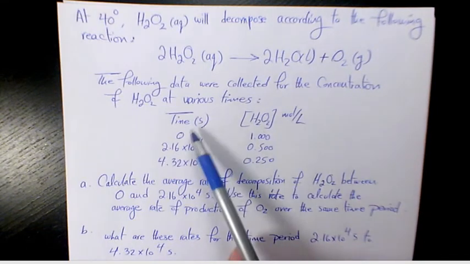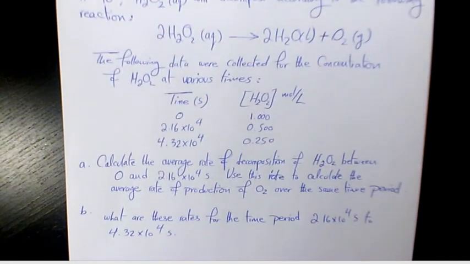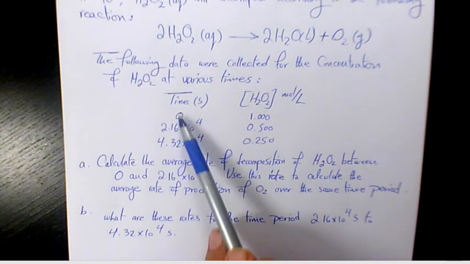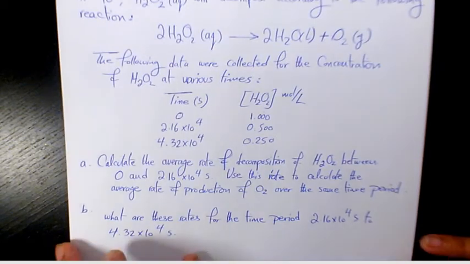And the units are given, time is in terms of seconds, and the concentration here is in terms of mole per liter. Part A says calculate the average rate of decomposition of H2O2 between 0 and 2.16 times 10 to the power positive 4, which means the difference between these two, and use the rate to calculate the average rate of production of O2 over the same time period. And part B says what are these rates for the time period 2.16 times 10 to the power 4 seconds to 4.32 times 10 to the power 4 seconds. Let's start with part A.